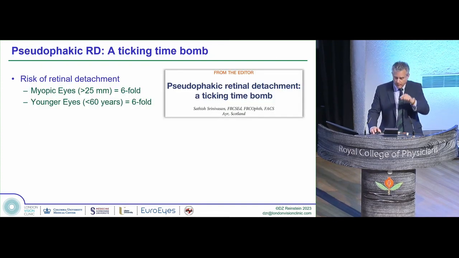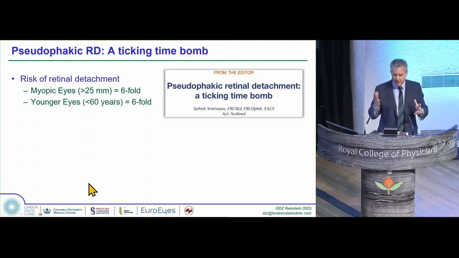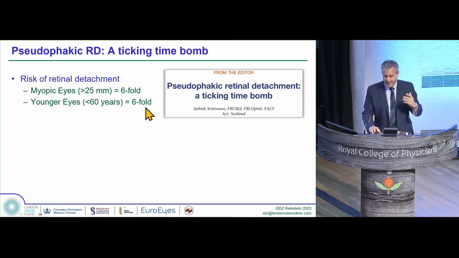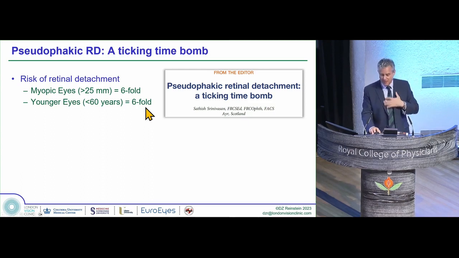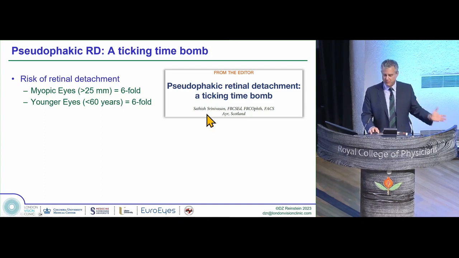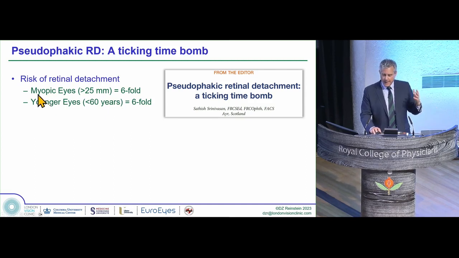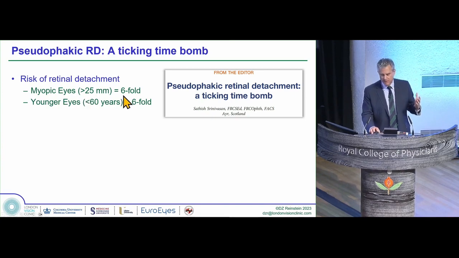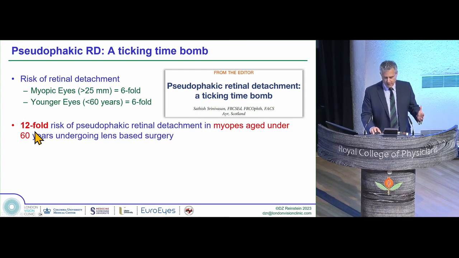And if you look at Satish Srinivasan, one of the sub-editors of the Journal of Refractive Surgery from Scotland, he wrote this editorial, which I thought was very interesting, because in this country, he's going to get some concrete shoes, and he's going to be found at the bottom of the Thames, because he is reiterating the fact that if the myopic eyes have more than 25 millimeters, you have a 6-fold increase of retinal detachment. Younger eyes than 60, 6-fold. 12-fold increase in pseudophakic retinal detachment in myopes aged under 60.